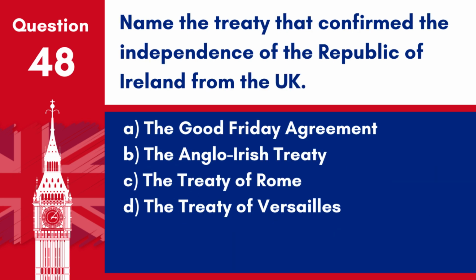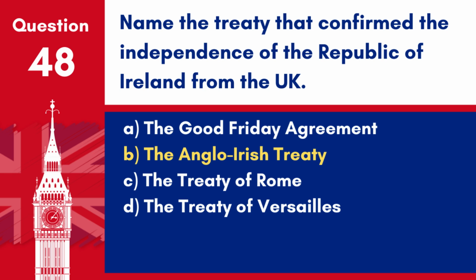Question 48. Name the treaty that confirmed the independence of the Republic of Ireland from the UK. A. The Good Friday Agreement. B. The Anglo-Irish Treaty. C. The Treaty of Rome. D. The Treaty of Versailles.